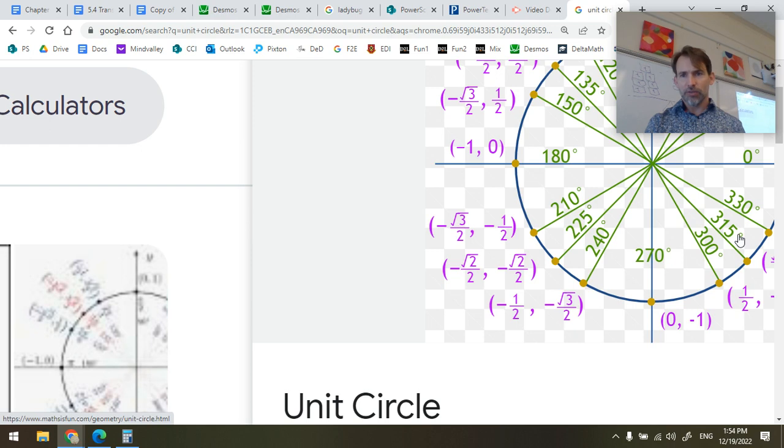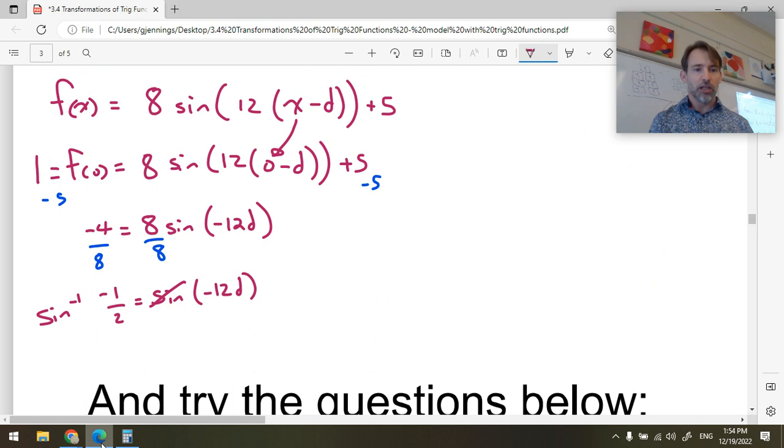Remember, it's the y values. For some reason, I can't move over far enough. There, 210 and 330. So this is what your next line will look like. You want to remember that it could be both of them. 210 or 330 equals negative 12d.